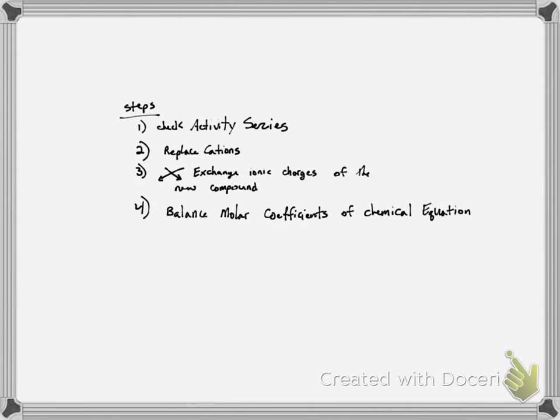So here are the steps of all of these problems. First, check the activity series. Make sure the reaction can occur. 2, replace the cations with the free cation. 3, exchange the ionic charges of the new compound. And 4, balance the molar coefficients of the chemical equation. Every problem, you have to do all of these 4 steps continuously.